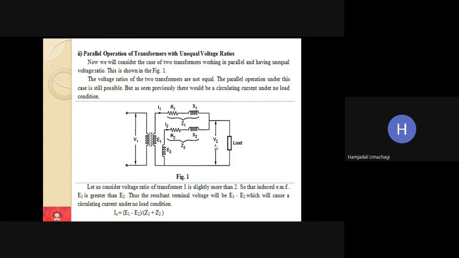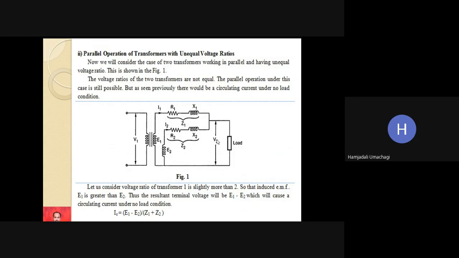So now we take V2 as the reference, and this is our I2 and this is our I1. The vector sum of I1 and I2 is IL here. IL is not shown, but here we should write and represent the load current IL. And this is the load impedance ZL. You should mention the IL and ZL. Okay, so now first we take the load terminal voltage V2.